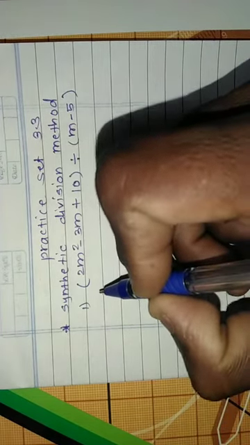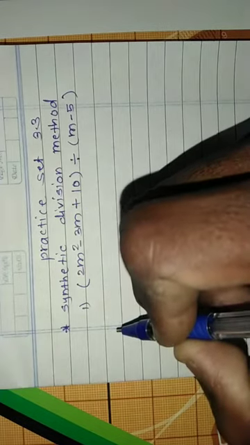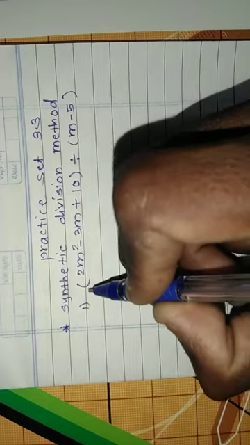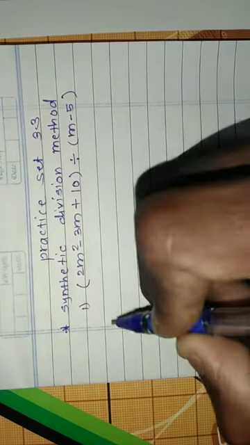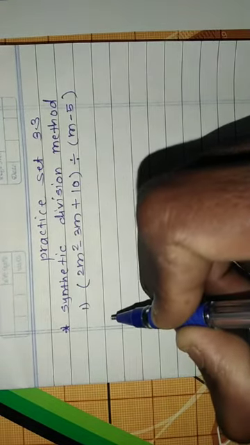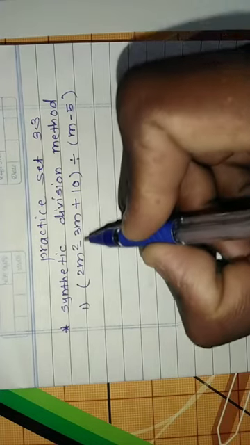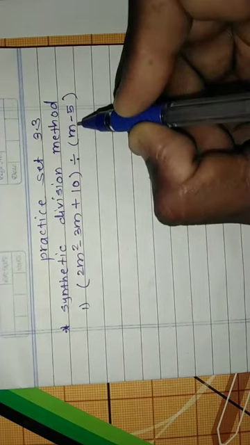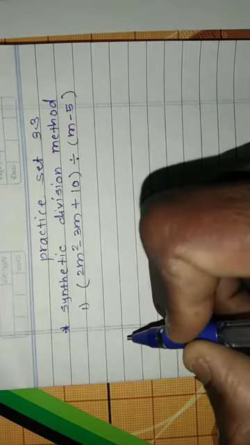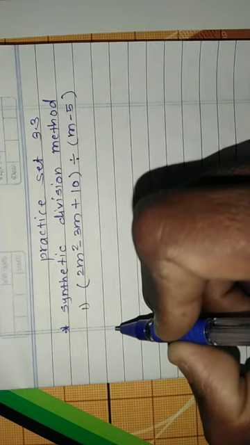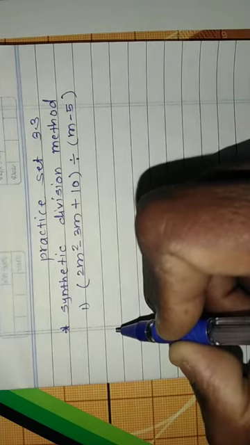Today we are going to study practice set 3.3, Mathematics Part 1, and in this video we are going to study the synthetic division method. Look in your textbook, page number 46. First question: 2m square minus 3m plus 10 divided by m minus 5. Students, we have two polynomials, and by using the synthetic division method we have to solve them.